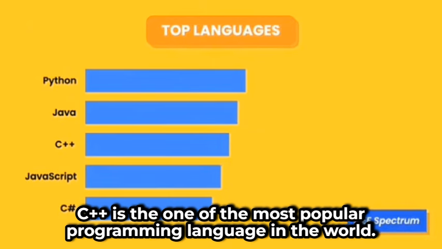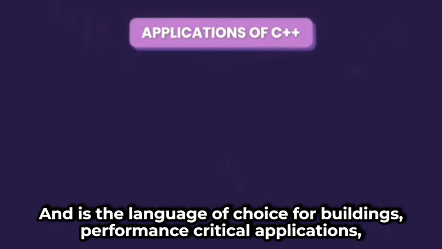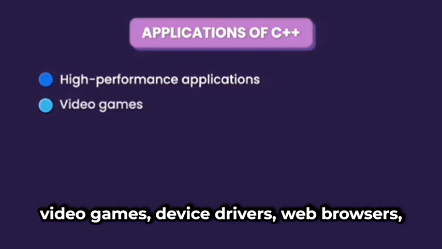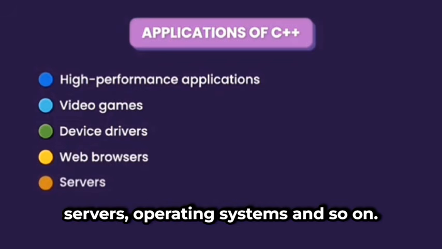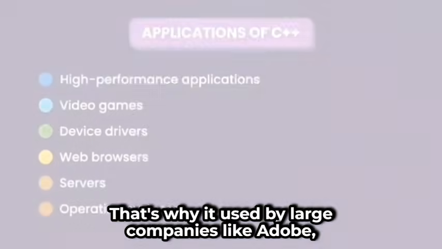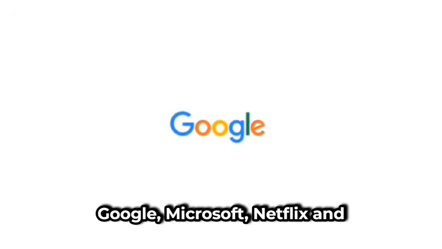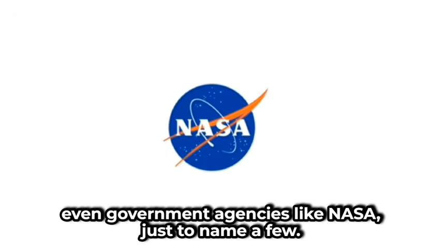C++ is one of the most popular programming languages in the world, and is the language of choice for building performance-critical applications, video games, device drivers, web browsers, servers, operating systems, and so on. That's why it's used by large companies like Adobe, Google, Microsoft, Netflix, and even government agencies like NASA, just to name a few.